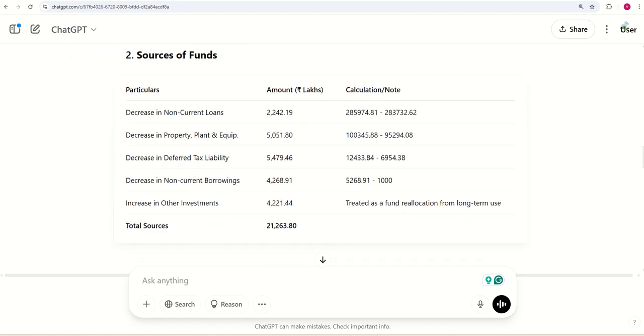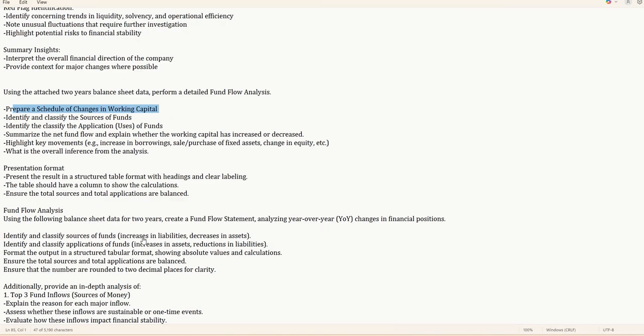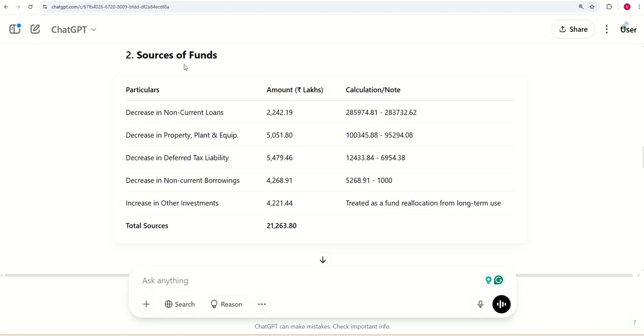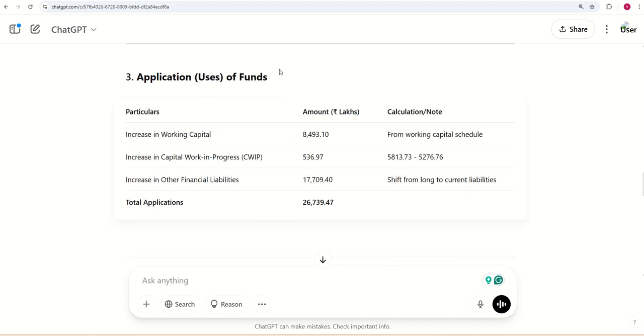Then what are the sources of funds? Sources of funds means the items which led to an increase of the amount in the balance sheet. That's exactly what we asked for: identify and classify the sources of funds. Yes, now it identifies that there is a decrease in plant, property and equipment, due to which cash has been generated. Similarly, use of funds.